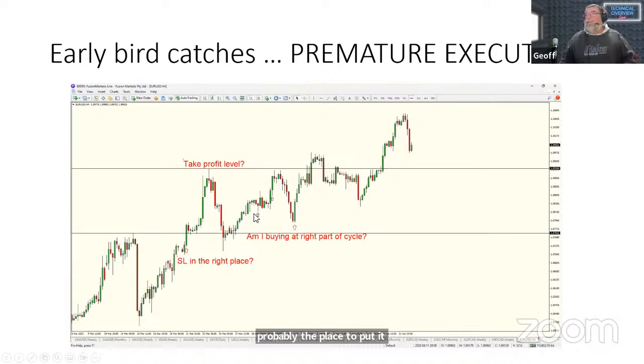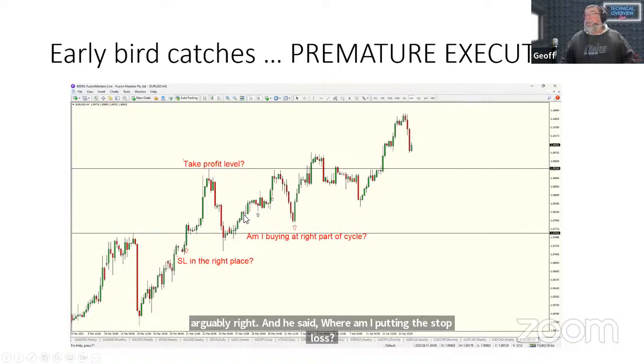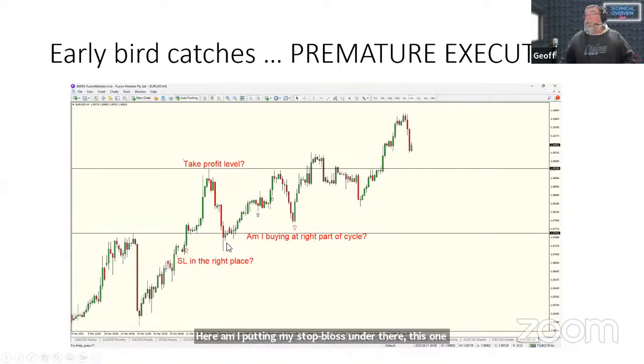This candle here, a hammer, is it in the right position? Is it at a support level? Maybe, arguably, right? And if so, where am I putting my stop loss here? Am I putting my stop loss underneath this one? Am I putting it underneath this mini swing, or am I putting it underneath the real swing down here? In which case, did you take profit at this level?